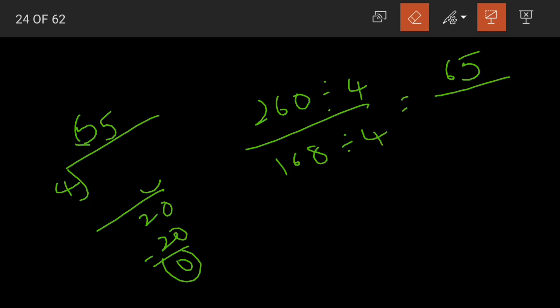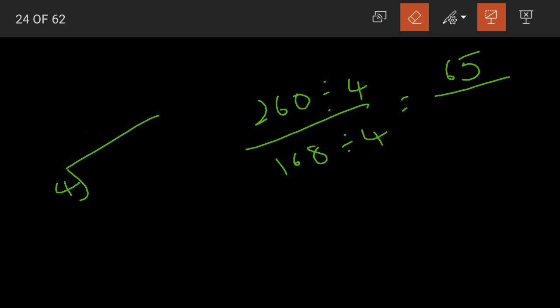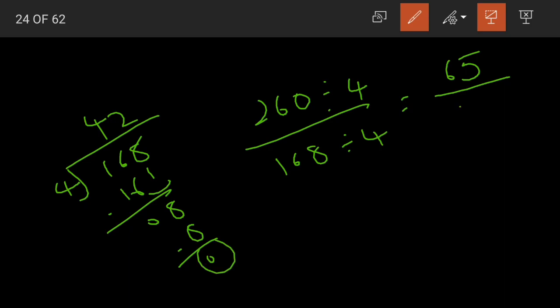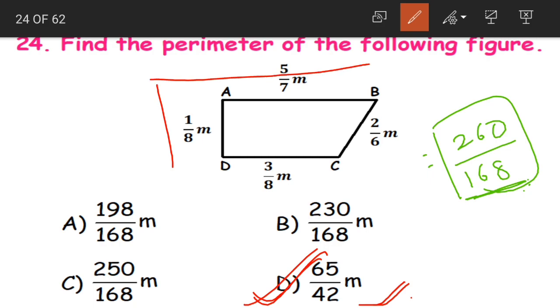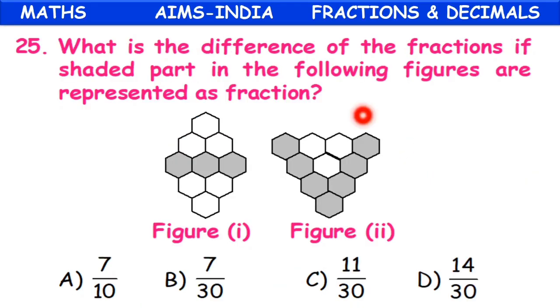In the same way, now we have to divide 168 also by 4. We have 4 fours are 16 and then 4 twos are 8. So 42 is our answer. What is our answer now? 65 by 42. Do we have 65 by 42 in the options? Yes, we have option D as 65 by 42. So that becomes our perimeter for the following figure. Understood, children?